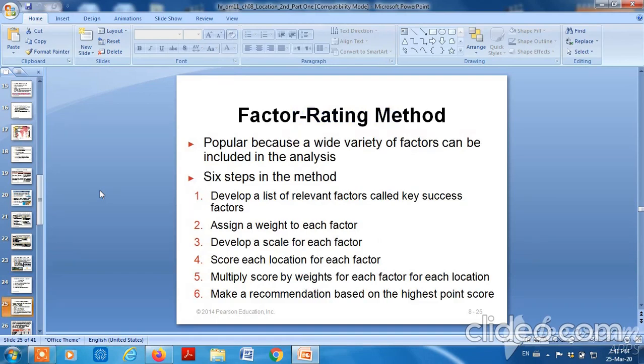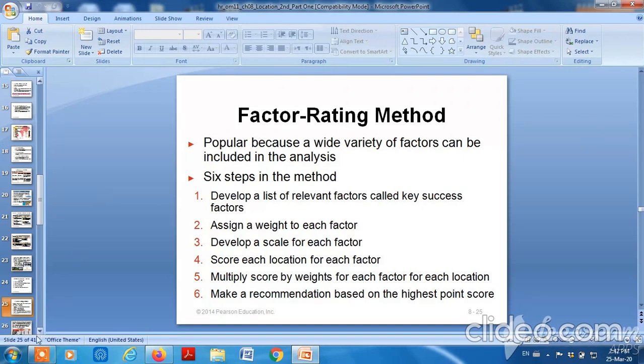The factor rating method is a popular method because a wide variety of factors can be included in the analysis. There are 6 steps in the method. 1. Develop a list of relevant factors called key success factors as we learned. 2. Assign a weight to each factor. 3. Develop a scale for each factor. 4. Score each location for each factor. 5. Multiply score by weights for each factor for each location. 6. Make a recommendation based on the highest point score.